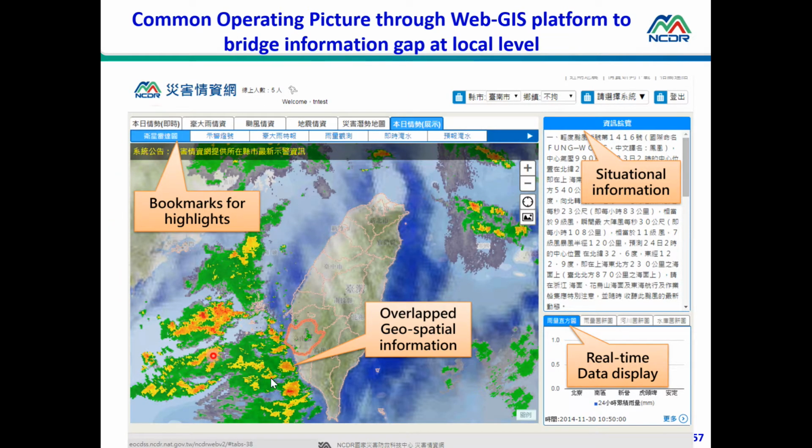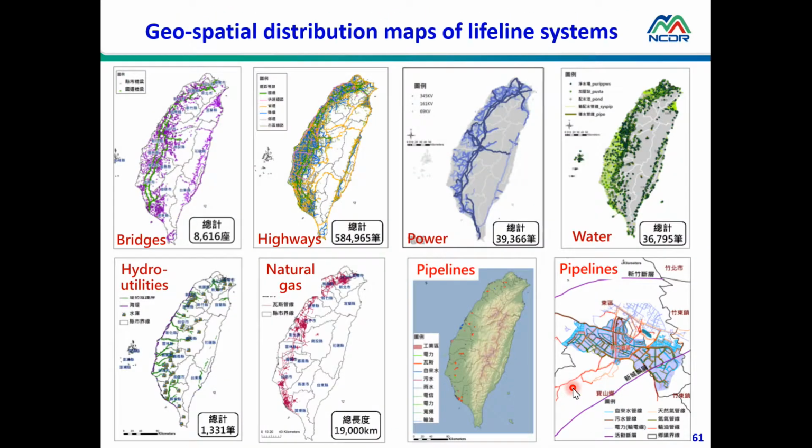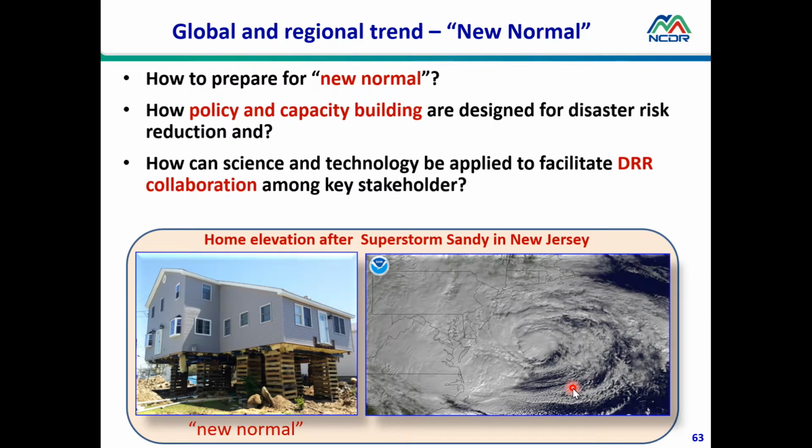I explained this one in the previous section, how we use the information system, especially the common operational picture, for local government. Oh, sorry, I also talked about this one before. I will skip this one.